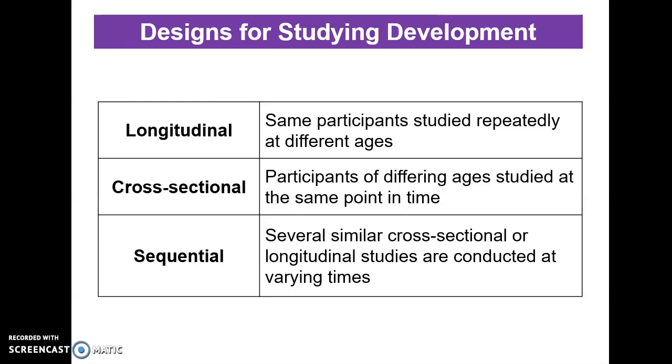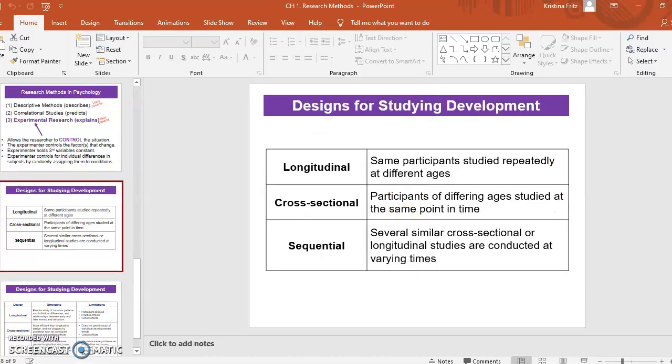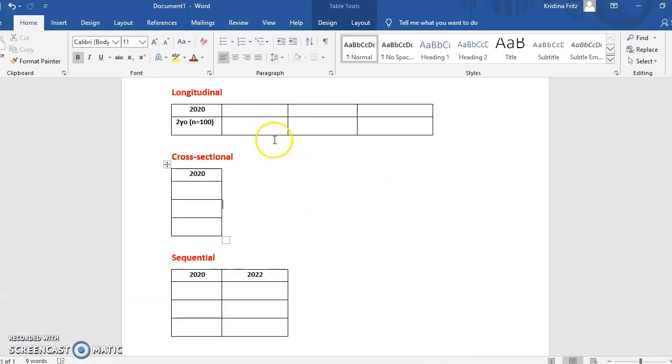So there's longitudinal, which means that we're studying the same participants repeatedly at different ages across time. There's cross-sectional, where we're studying different participants at different ages at the same point in time, which I'll go over in a little bit. And then there's sequential, and this is kind of a combination of both cross-sectional and longitudinal.